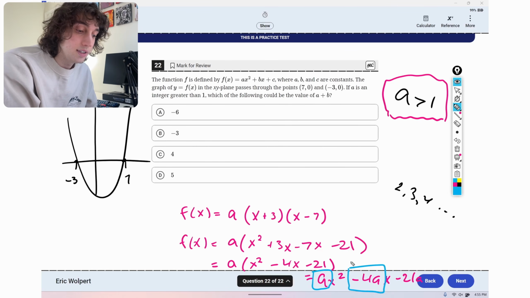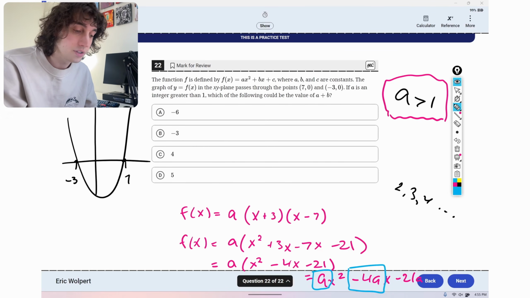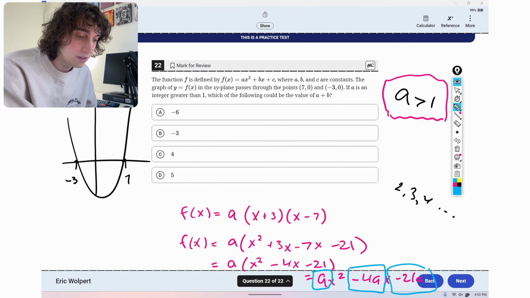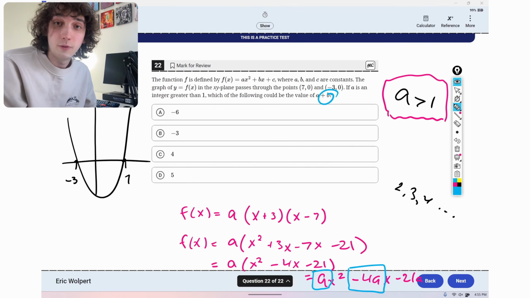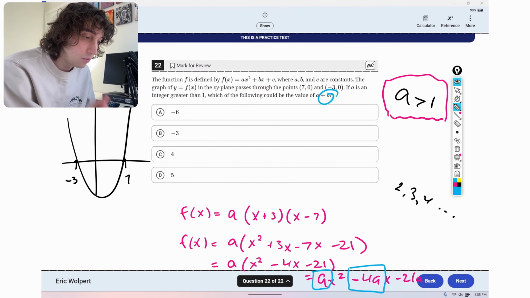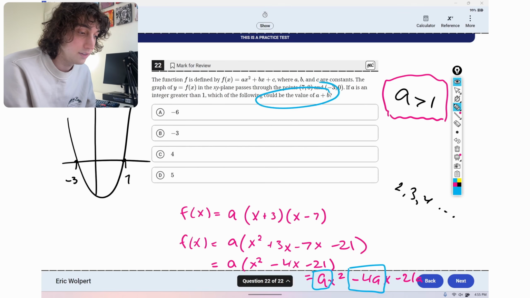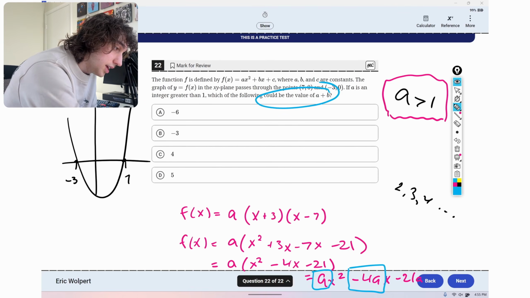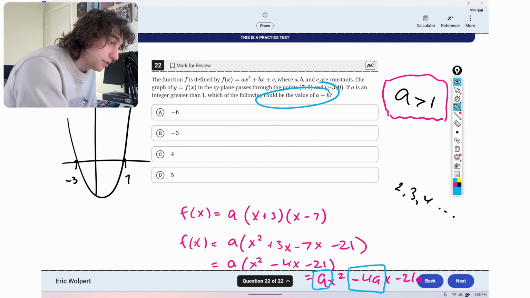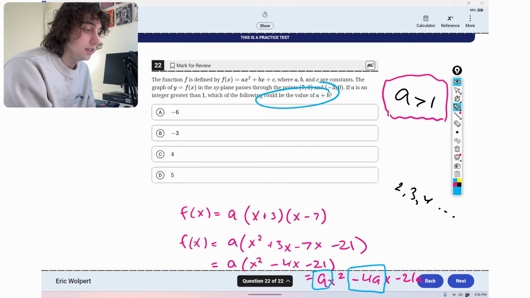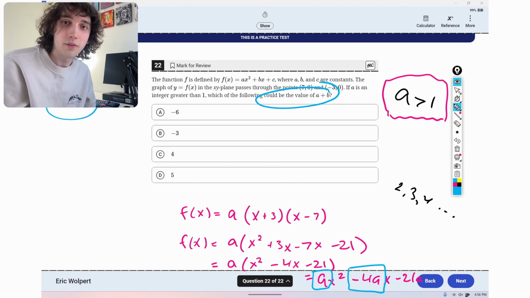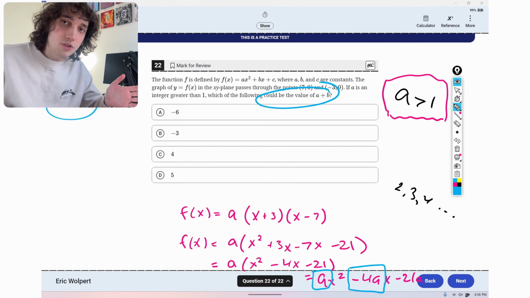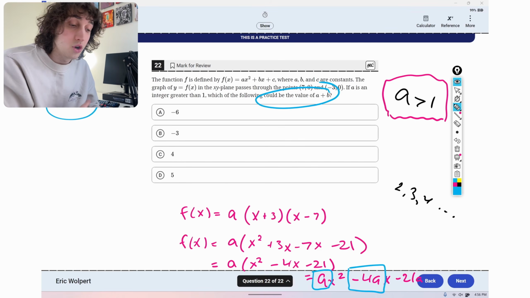Our b is equal to negative 4a. That part's relevant. And our c is equal to negative 21a, but we don't care about that at all because we're only solving for a plus b. If we were solving for a plus b plus c, you would need to care about your c. But in this case, we're solving for what could be the value of a plus b. So a plus b, that's the same as a minus 4a. That's the same as negative 3a. So really what we care about is finding an inequality involving negative 3a, basically looking for the range of values that negative 3a could be.